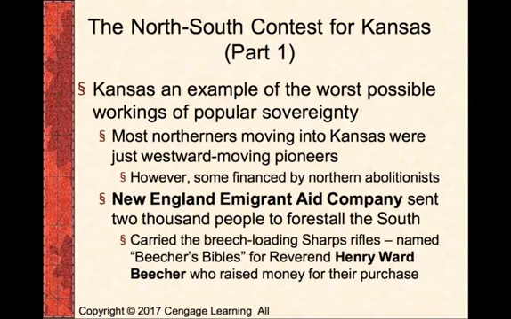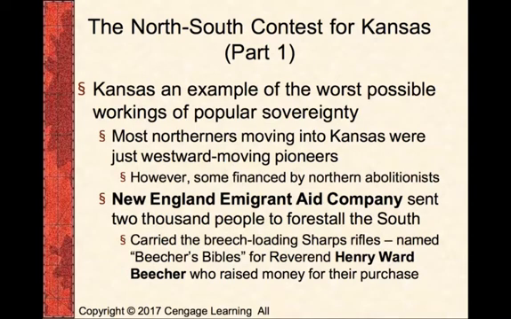Most of the Northerners who were moving into Kansas were just westward moving pioneers. There was a group that was financed by a company called the New England Emigrant Aid Company, actually financed by Northern abolitionists. They sent 2,000 people into the territory specifically to forestall the South. Because remember, whoever showed up first and voted, that was going to be the future of the territory.